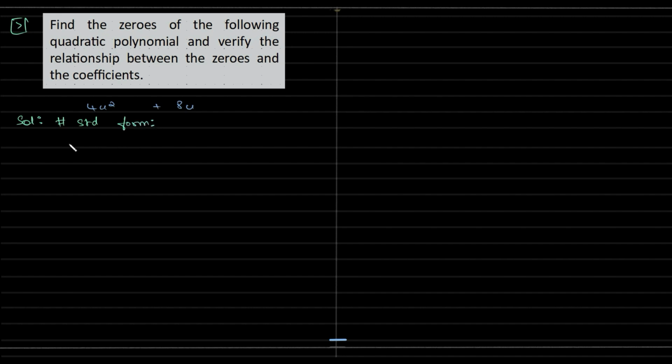So we have 4u square plus 8u. Since the last term is missing, we'll add a 0. And the function name would be f of u, as u is the variable which the function will depend on. And then we'll be writing the standard form ax square plus bx plus c, right? Then we'll start off with splitting the middle term. So let's split.